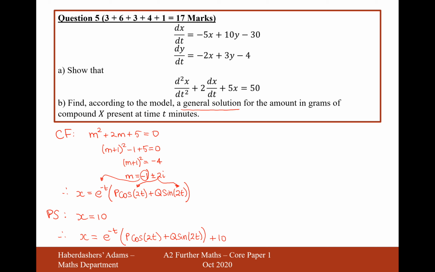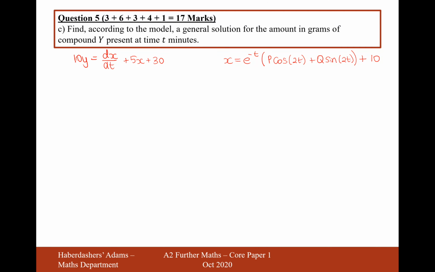There we are. So this is now the general solution. What makes it a general solution is I don't yet know what the values p and q are. So that's the general solution for part B. Okay, so moving on to part C.